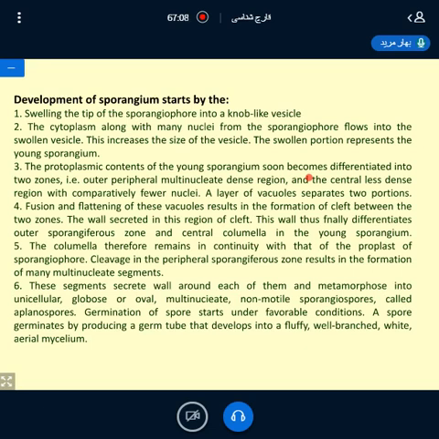Development of the sporangium starts by the swelling of the tip of the sporangiophore into a knob-like vesicle. The cytoplasm, lined with many nuclei from the sporangiophore, flows into the swollen vesicle and increases its size. The swollen portion represents the young sporangium. The protoplasmic content of the young sporangium.